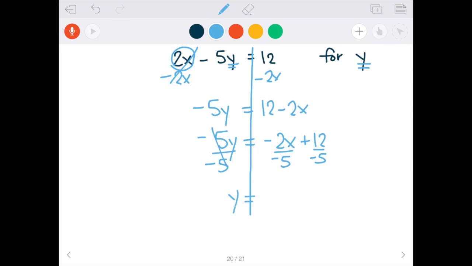None of these simplify. Negative 2 over negative 5 makes positive, so this is 2/5 x. Minus, because we have plus and minus, 12/5.